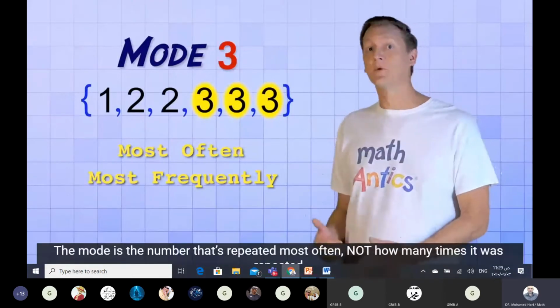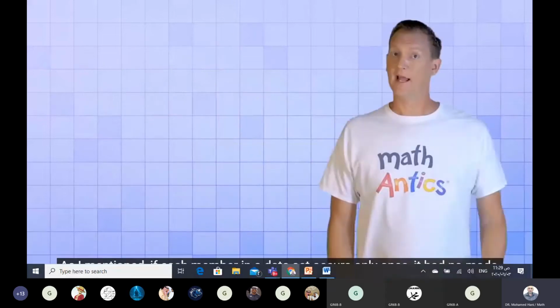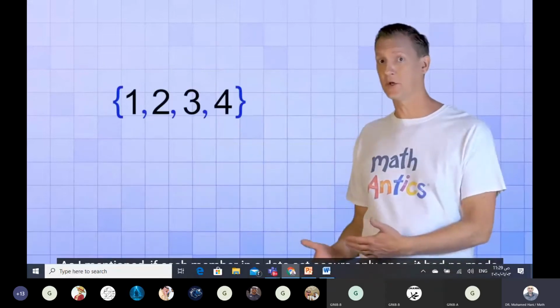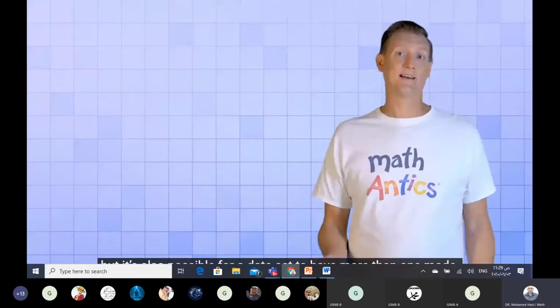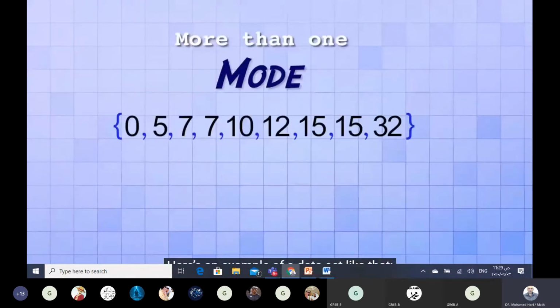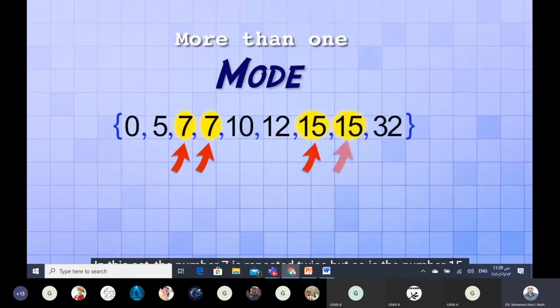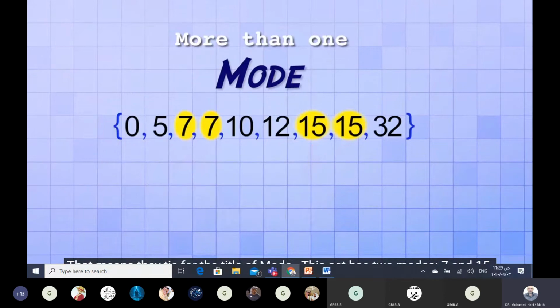The mode is the number that's repeated most often, not how many times it was repeated. As I mentioned, if each member in a data set occurs only once, it has no mode. But it's also possible for a data set to have more than one mode. Here's an example of a data set like that. In this set, the number 7 is repeated twice, but so is the number 15. That means they tie for the title of mode. This set has 2 modes, 7 and 15.